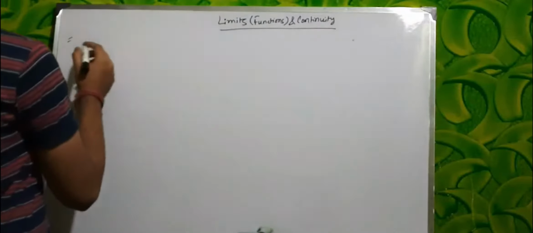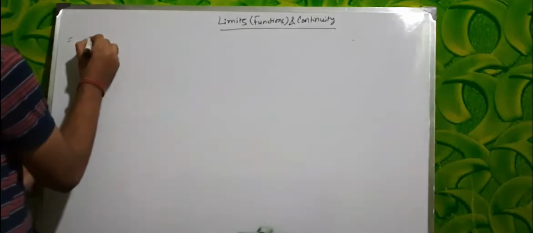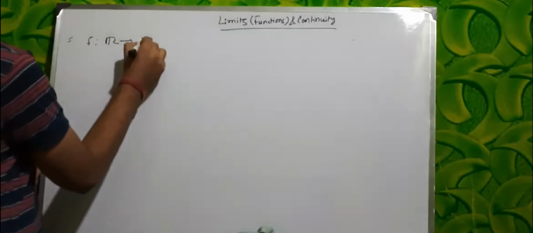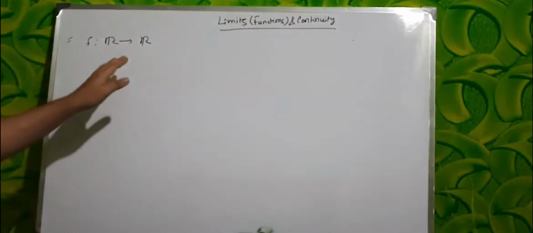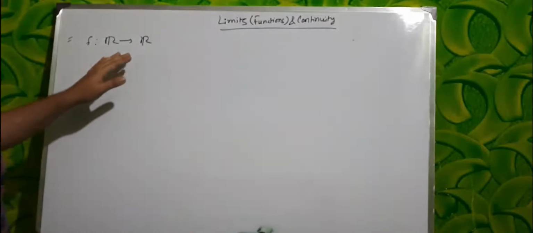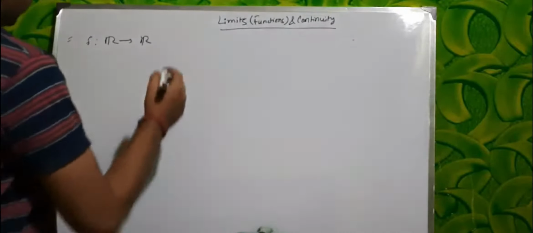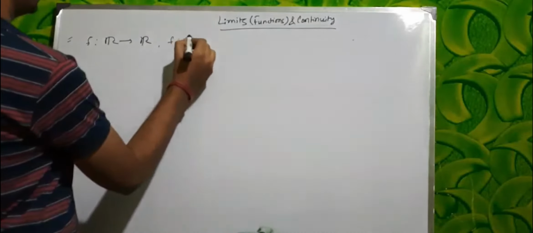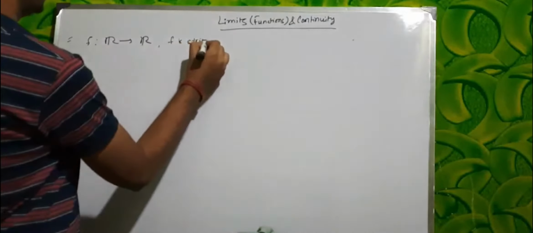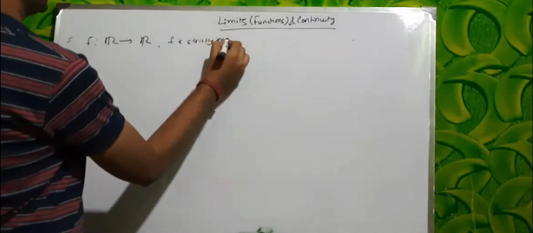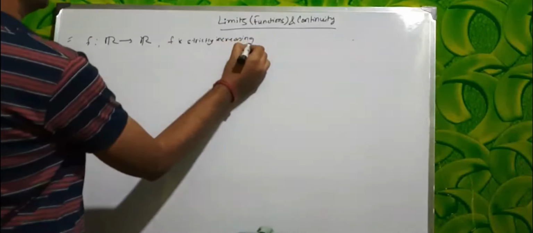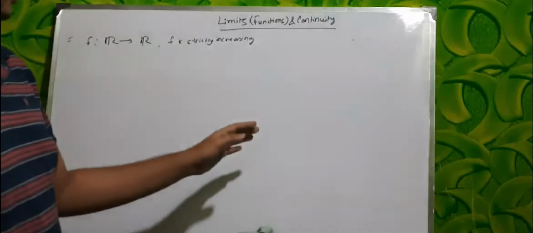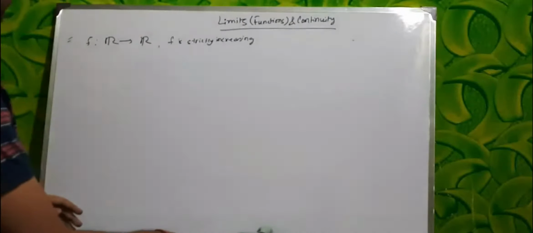Suppose, so it's a question. The question says f is from real to real. You must know this notation, all these notations, since you have learned function already. So f is from R to R. f is strictly increasing. So we know the meaning of f is strictly increasing, that is f of x1 greater than f of x2 whenever x1 greater than x2.